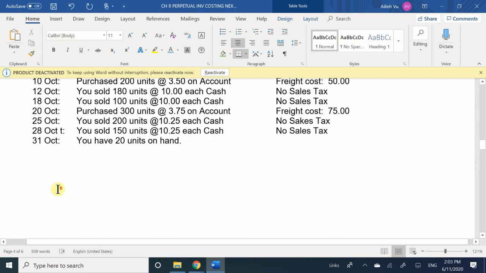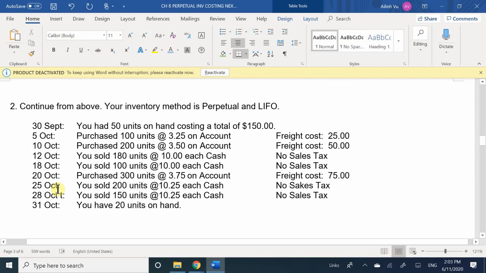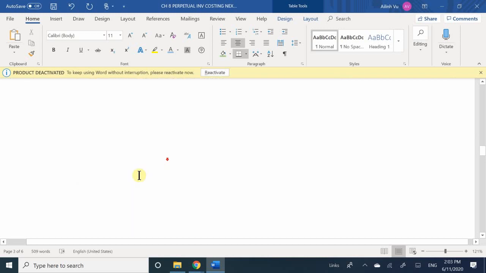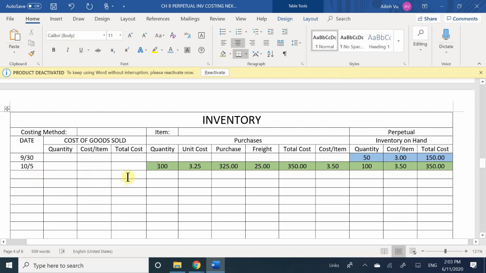What else happened? On October 10th, we purchased another 200 units. At how much? 350 and 50 freight. Perfect. So October 10, we purchased 200 at $3.50, and our freight was $50. So what is my total here? 700. Yes, that is correct.